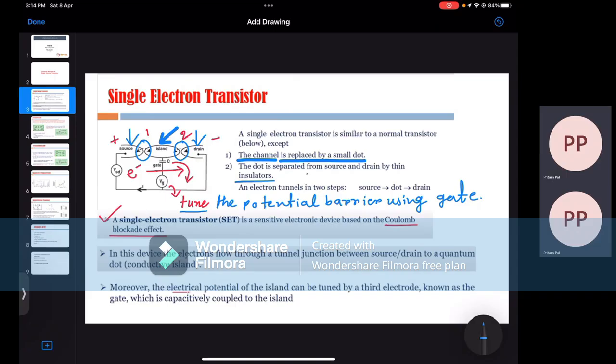So what I told you, the working principle of a silicon single electron transistor depends on the Coulomb blockade effect. Remember, it's different from a conventional transistor because the channel is replaced by a dot. In a normal transistor, we don't have this scenario, right?